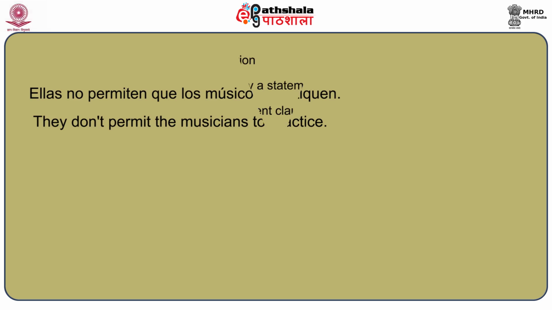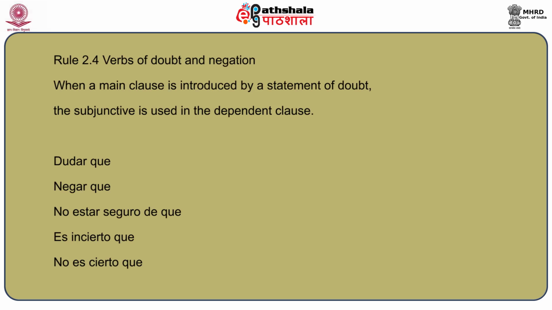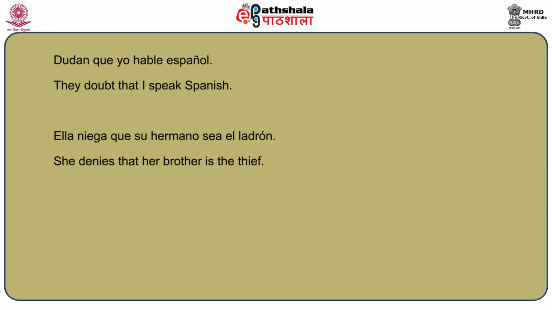The verbs of doubt and negation, when present in the main clause, require the subjunctive in the dependent clause. Some clauses are dudar que, negar que, no estar seguro de que, es incierto que, no es cierto que. Sample sentences are dudan que yo hable español. They doubt that I speak Spanish.